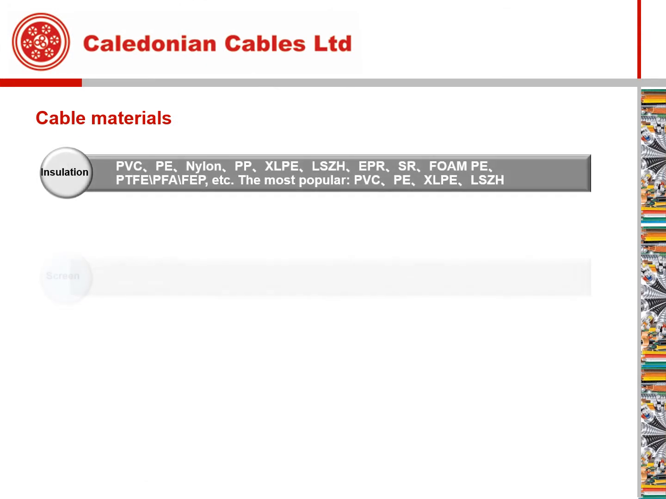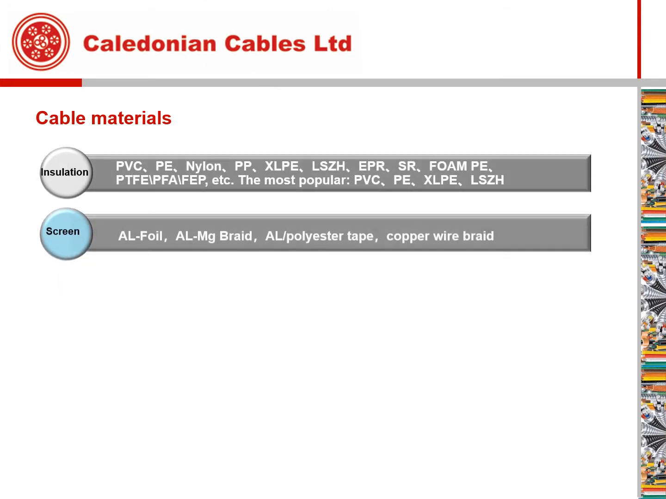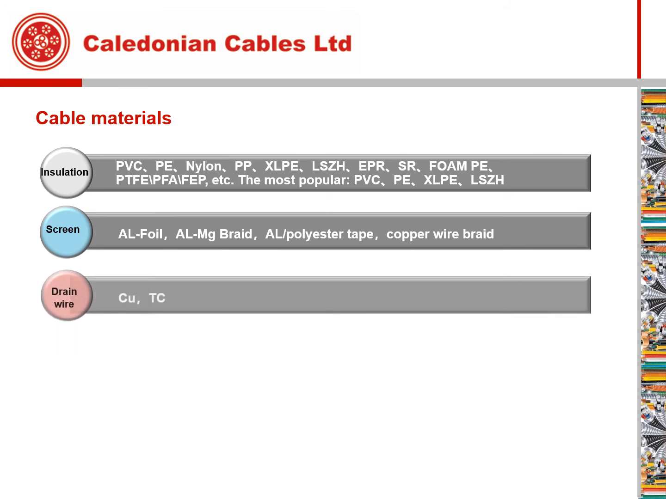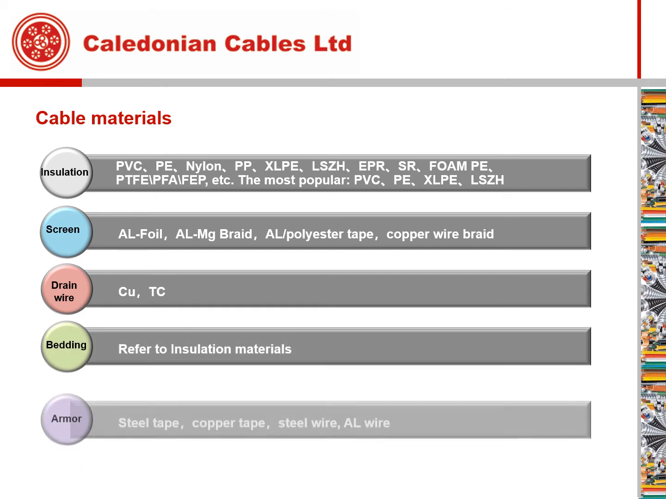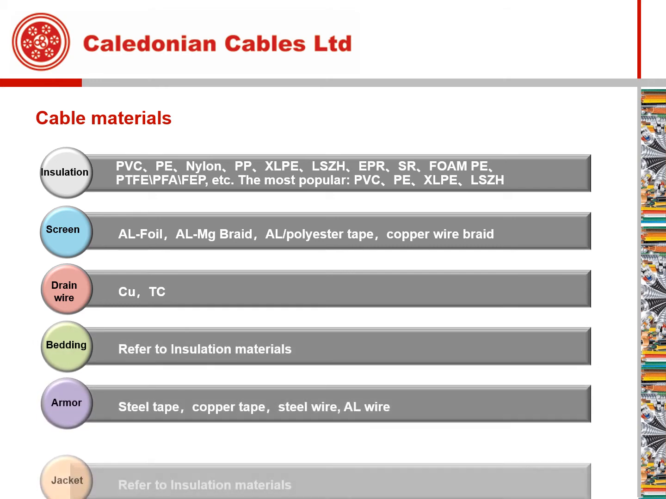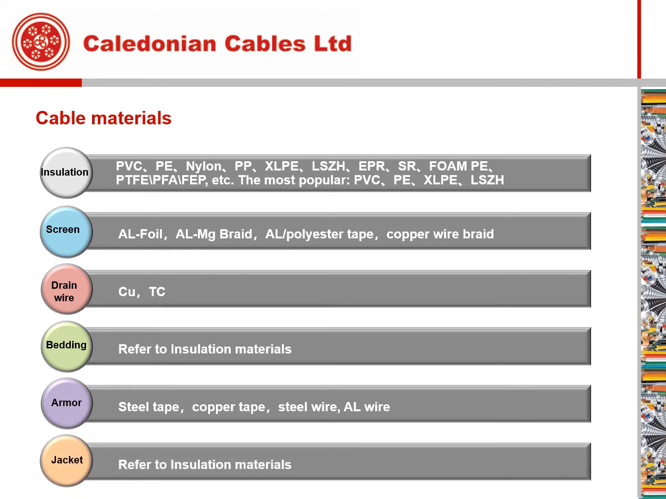After conductor, let's see the materials for other parts. The most popular material for insulation, bedding, and jacket are plastic, such as PE and PVC. Here LSZH means low smoke zero halogen, also written as LSOH and LSFH. Screen material is usually aluminium foil, copper tape, copper wire braid. Drain wire always appears with aluminium foil. The material for it is tinned copper or annealed copper. Armor material is aluminium for single core cable and steel for multi-core cable.